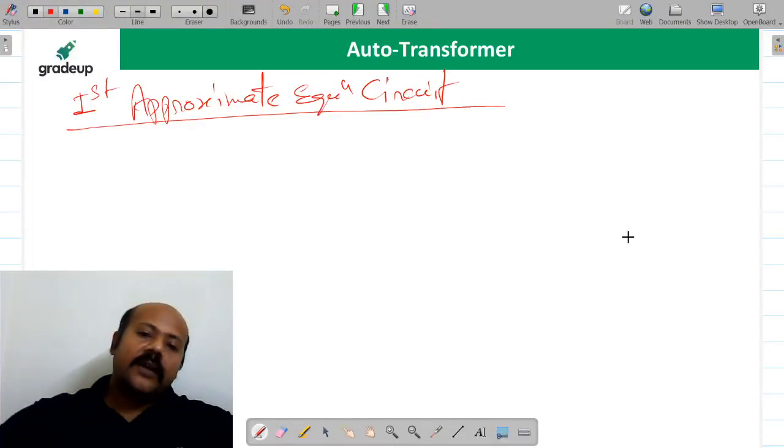Okay. Now just see here the first approximate equivalent circuit. The first approximate equivalent circuit is going to be something like this.